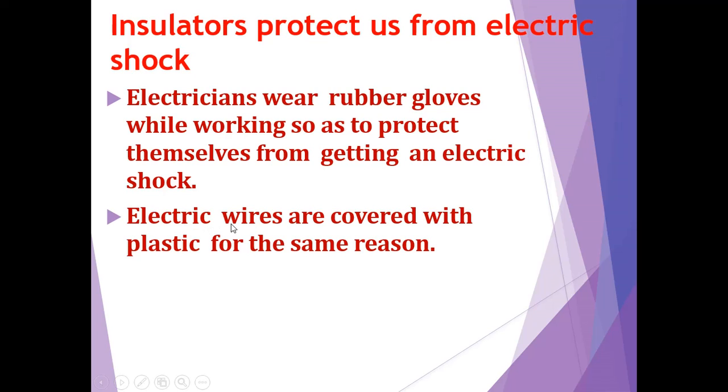Then electric wires are covered with plastic. If you look at a wire, there is a coating of plastic. Why are electric wires covered with plastic? Because plastic is an insulator which will not allow the electric current to pass through, so it can prevent electric shock.